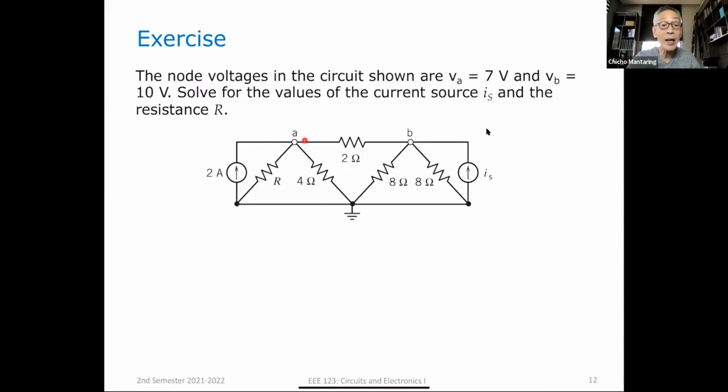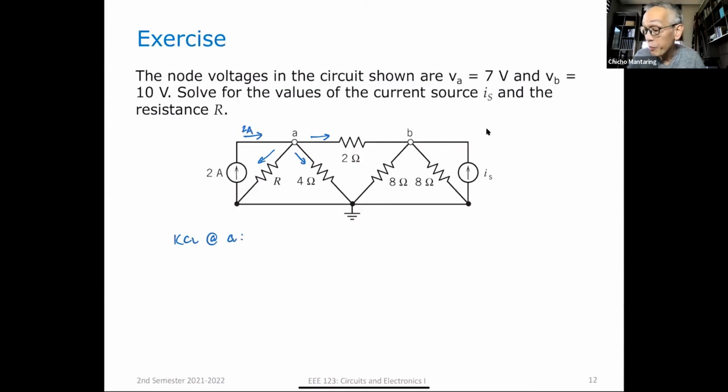If you form your KCL equation for this, so what are your currents? These are your currents. This is one, this is another, and this is another, and of course this one. This one is 2 amperes already. So what is KCL at A?